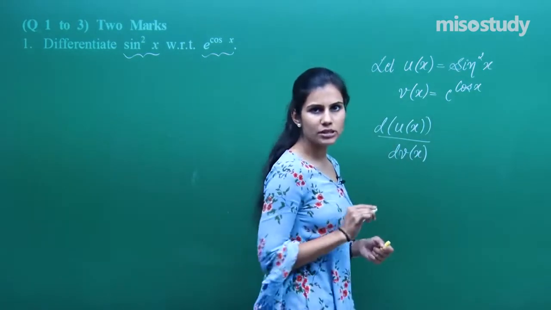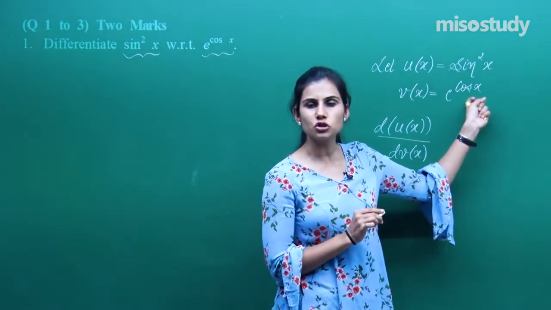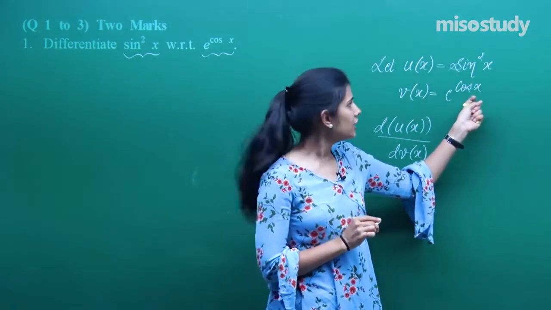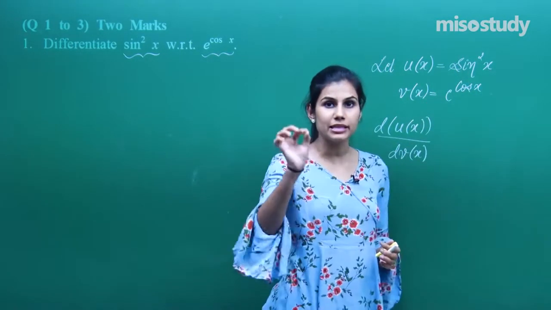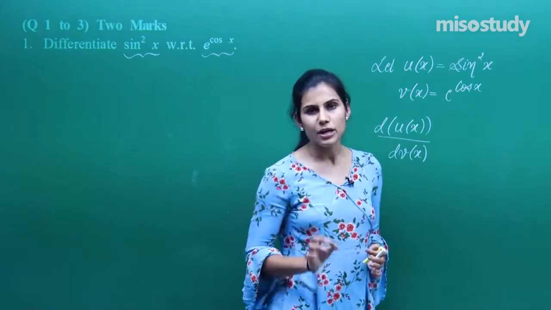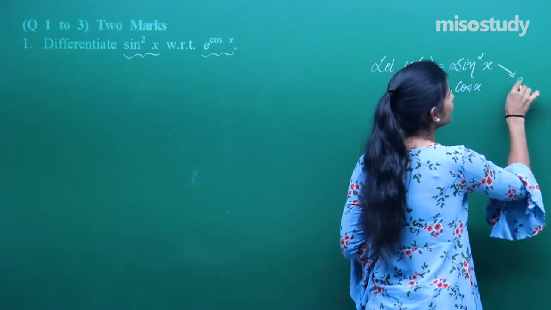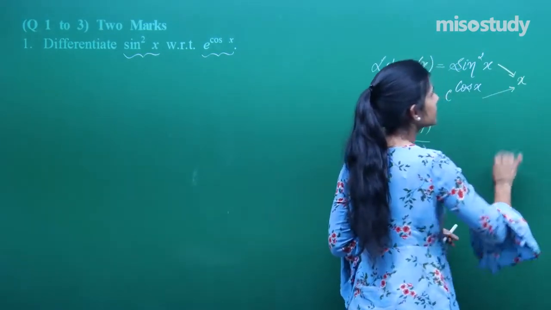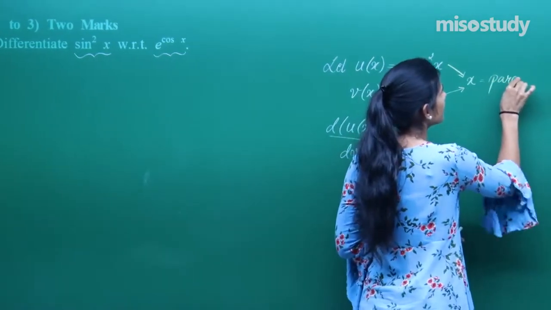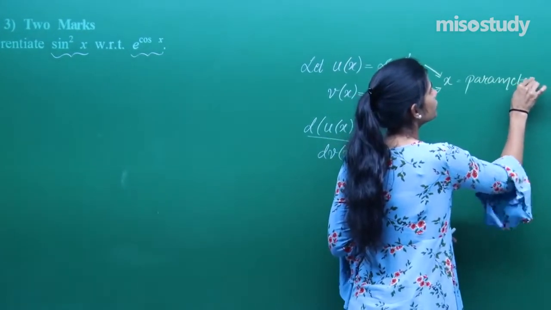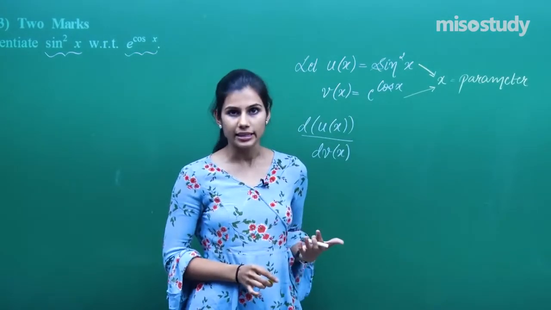Is this directly possible? Of course not, because u(x) is not directly a function of v(x). They are not directly related, but there is a link which is relating them, which is acting as a parameter here. What is that? Sin square x is a function of x, e to the power cos x is a function of x. This x is serving as my parameter, which is acting as a link to connect the two functions u(x) and v(x), which are not directly connected.